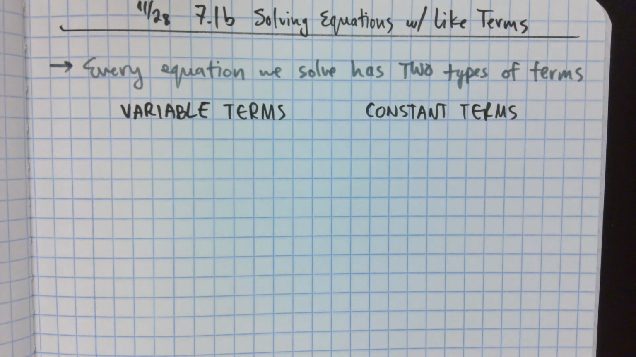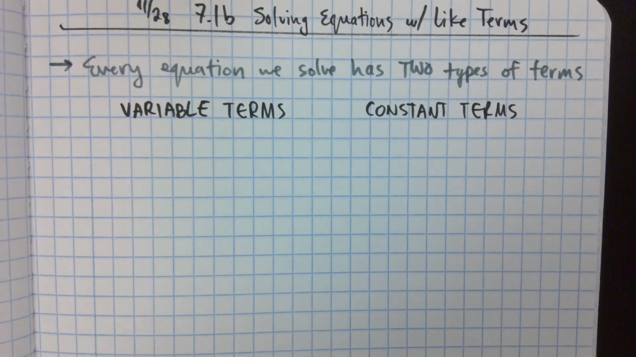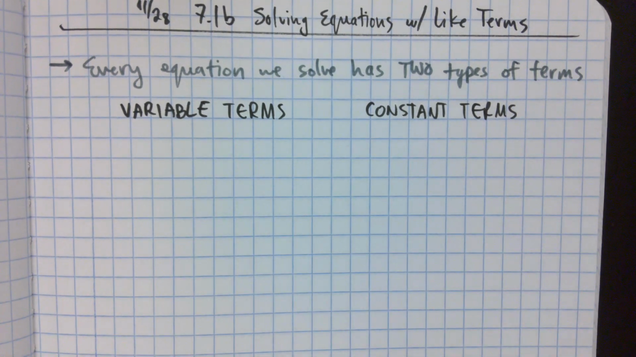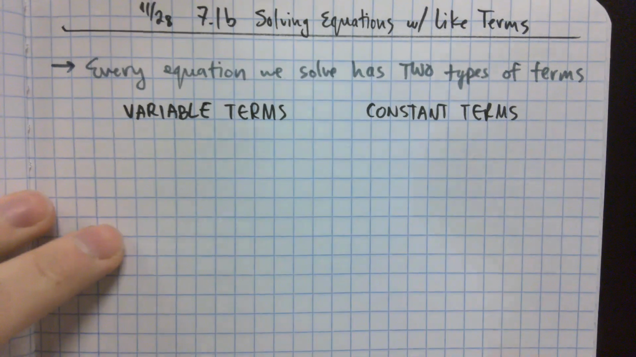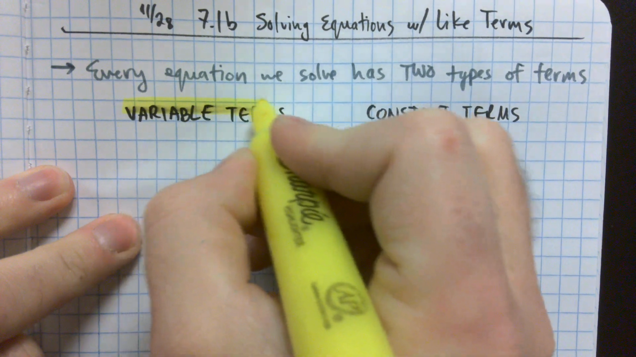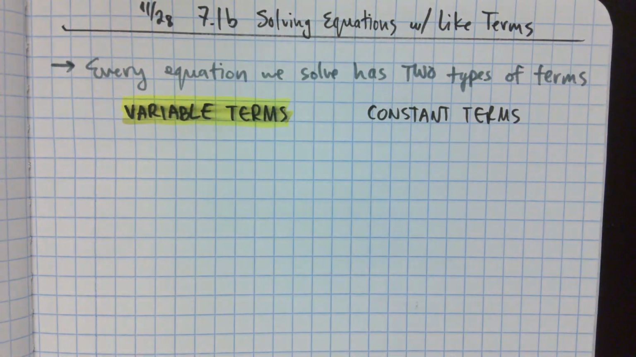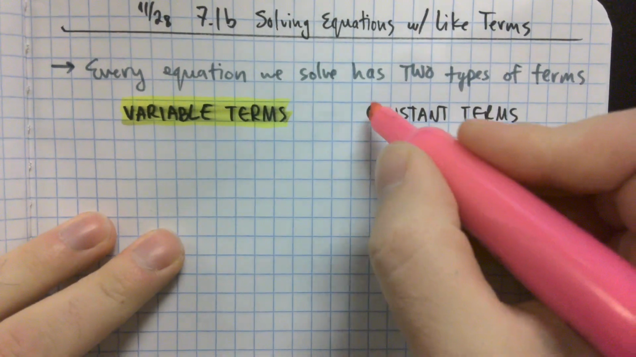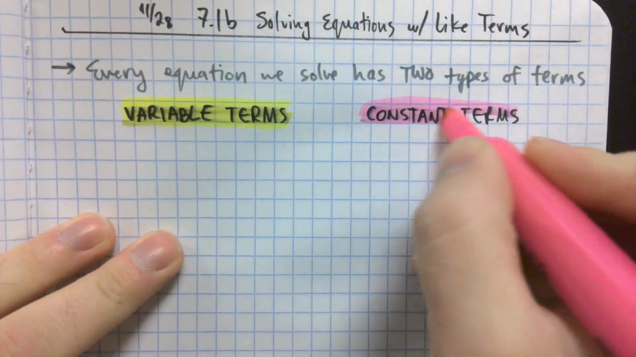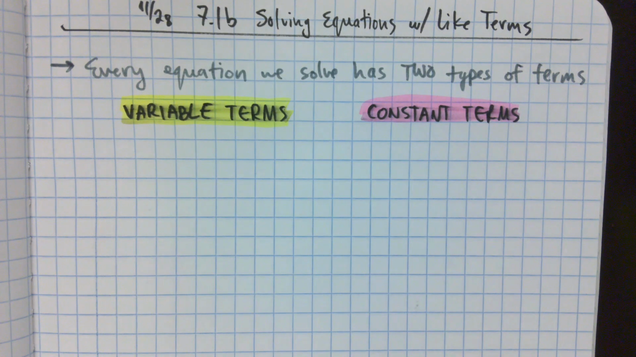So you've got two colored highlighters in front of you, hopefully right now. You're going to commit one of those colors to be your variable term color, and one of those colors to be your constant term color. I'm going to highlight my variable terms in yellow and my constant terms in pink. So whatever two colors you have.